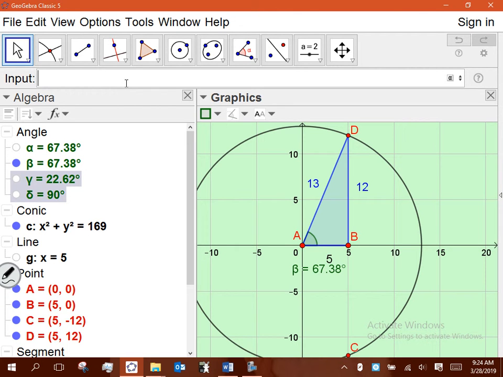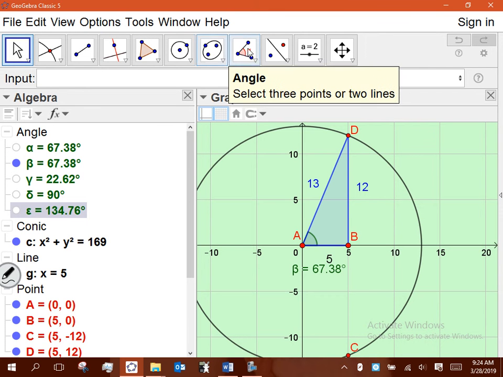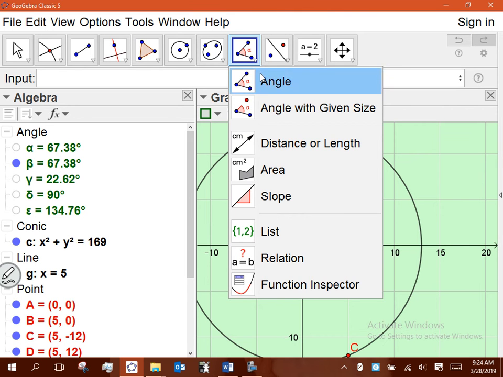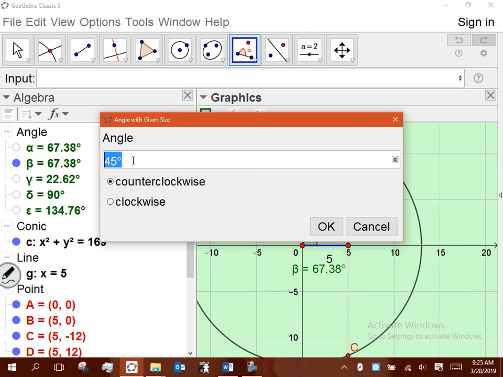So I'm going to take beta times 2. And that gives me that number right there. Okay? Epsilon, 134.76. Okay? Let's get this thing to trace out that angle. Let's go there to there, but now I want this thing to use epsilon.